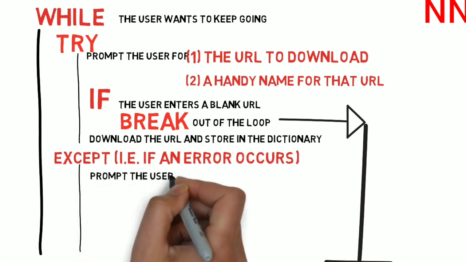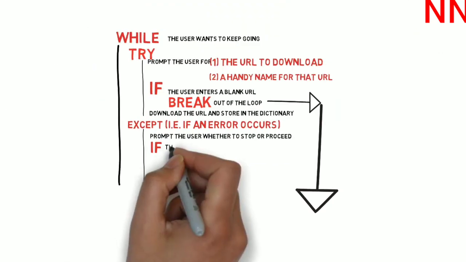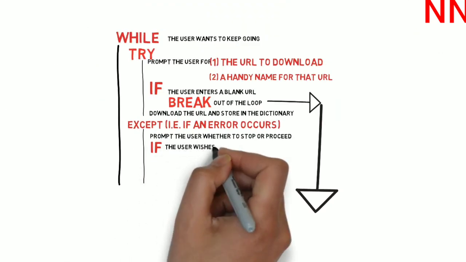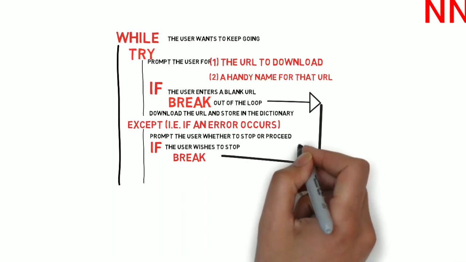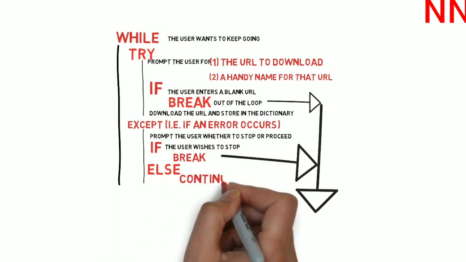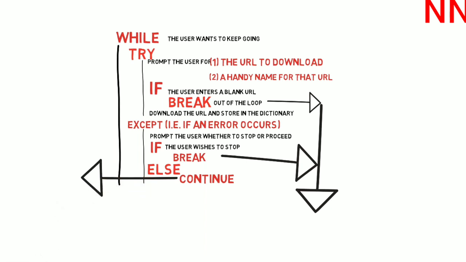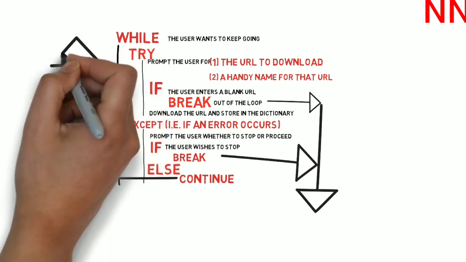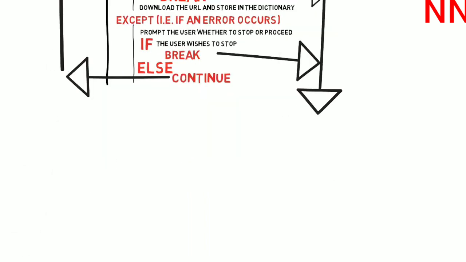So if an error occurs, we'll prompt the user to stop or proceed. If the user says stop, we'll break out of the loop. So this will break us out of the entire loop completely. Else, if the user says continue, we'll go ahead and go back to the beginning of our loop where we prompt the user for a new URL to download.